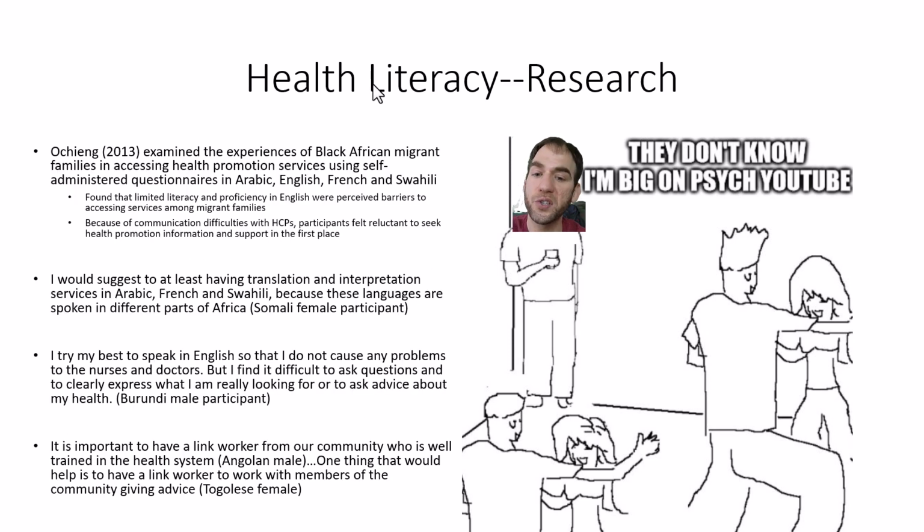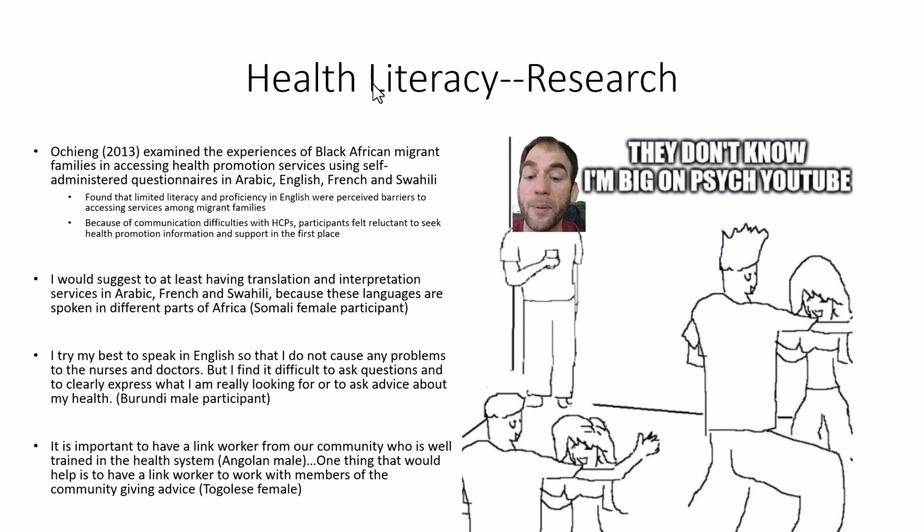Continuing on to other research on health literacy, O. Chang in 2013 examined the experience of Black African migrant families in accessing health promotion services using self-administered questionnaires in Arabic, English, French, and Swahili. The researcher found that limited literacy and proficiency in English were perceived barriers to accessing services among migrant families. Because of communication difficulties with healthcare professionals, the participants felt reluctant to seek health promotion information and support in the first place.